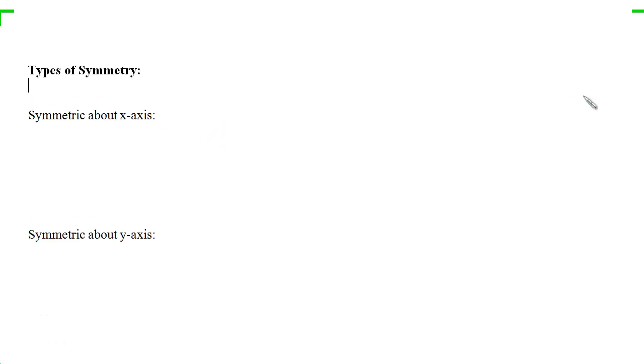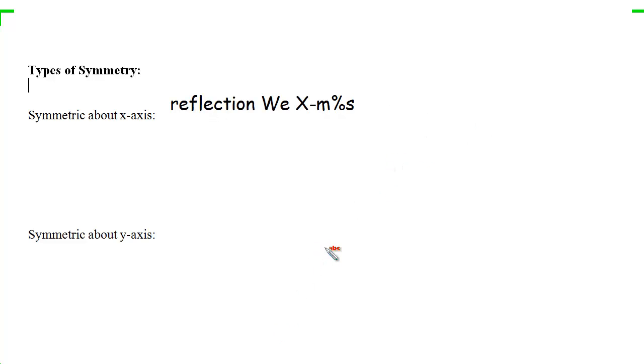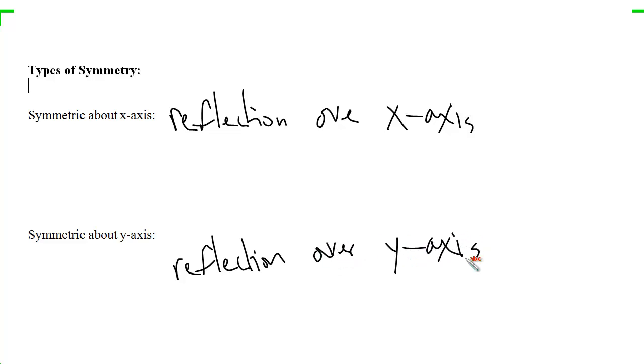First one's going to be symmetry about the x-axis. And really all this is a reflection over the x-axis. Just like you saw in your geometry course. It literally flips over the x-axis and the size and shape is preserved. Symmetry about the y-axis is exactly the same. So reflection across or over the y-axis.